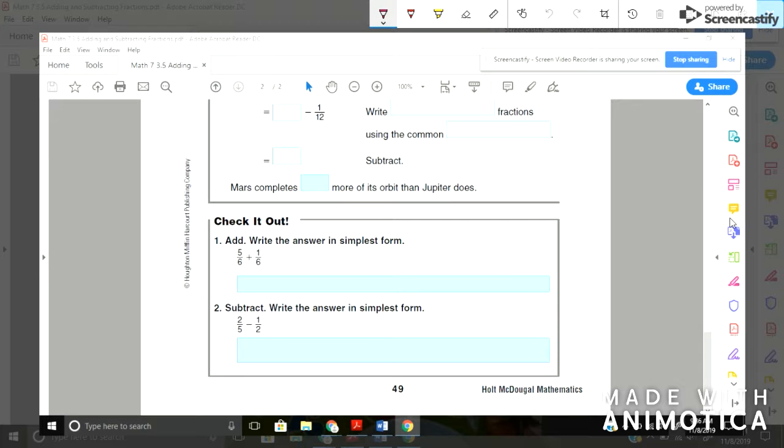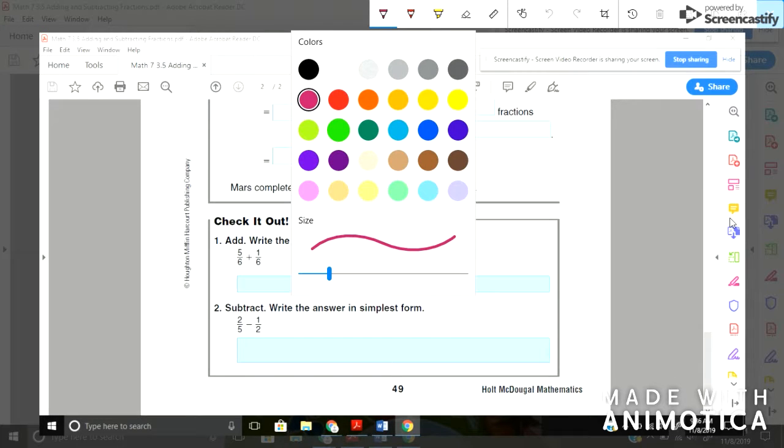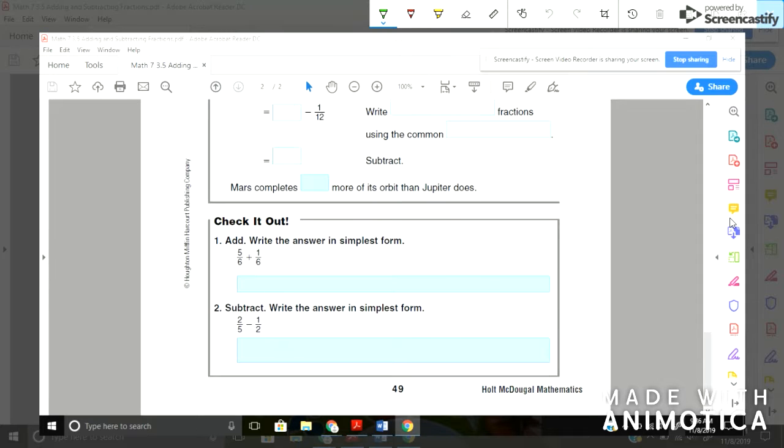All right, first problem is nice because we have the same denominator. So we don't have to do anything. So we should keep our denominator of 6. And then what is 5 plus 1? That would be 6. Okay, in simplest form, well, 6 divided by 6 would give me 1. All right, and for number 2, it says subtract, write it in simplest form.